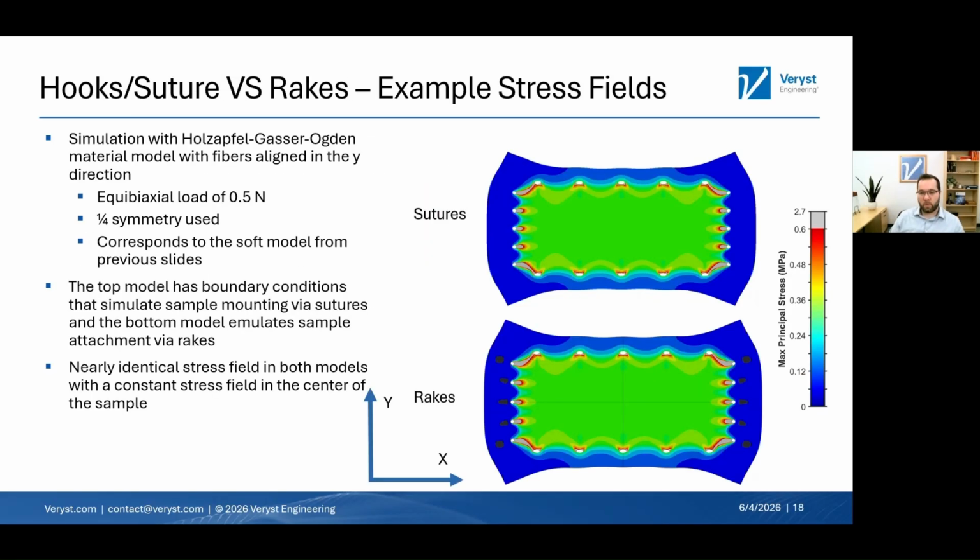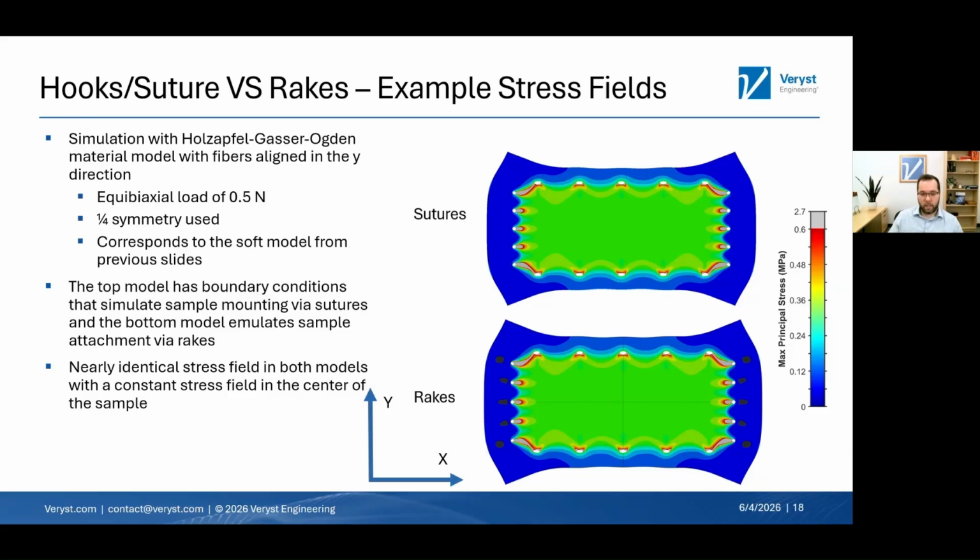So just to give an example stress field for hooks or sutures versus rakes. In an ideal case, in this finite element model, we've got a transversely isotropic material, the fibers are aligned in the y direction, and we've got an equal biaxial load of 0.5 newtons. Quarter symmetry has been used on the rakes model that we've then expanded out into a full model, and the mechanical properties correspond to the previous slides, the nominal, more extensible case.